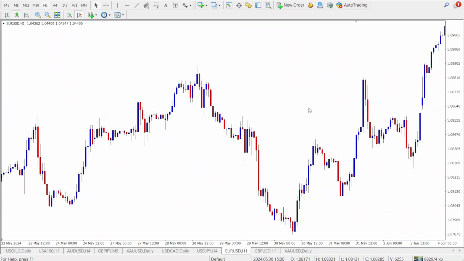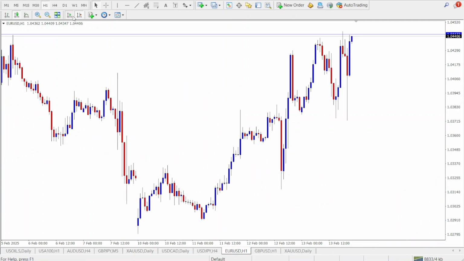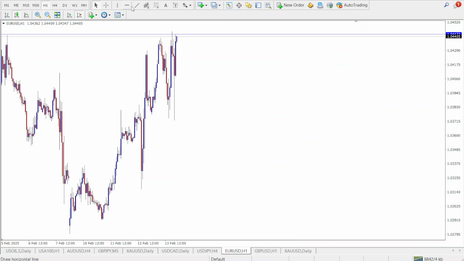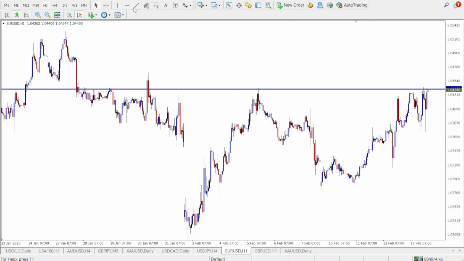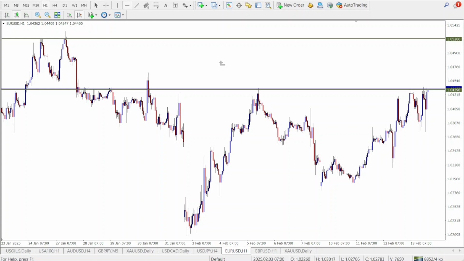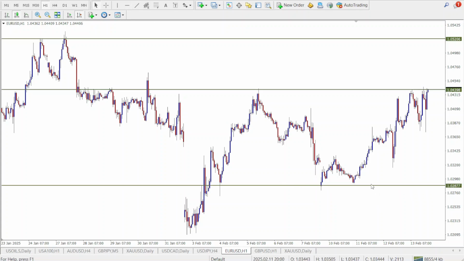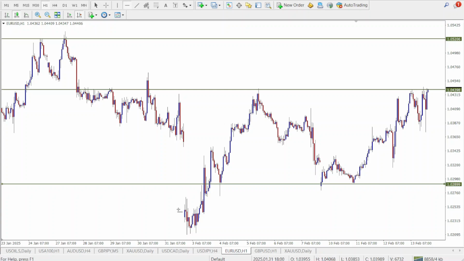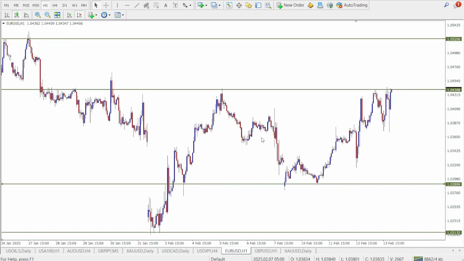Now, by focusing on price movement, we can identify strong support and resistance levels. We can spot high probability trade setups, and we can read candlestick formations for precise entries.